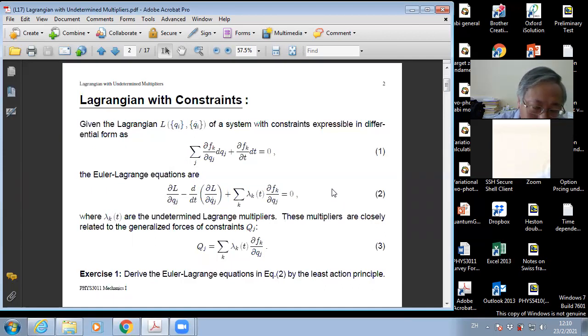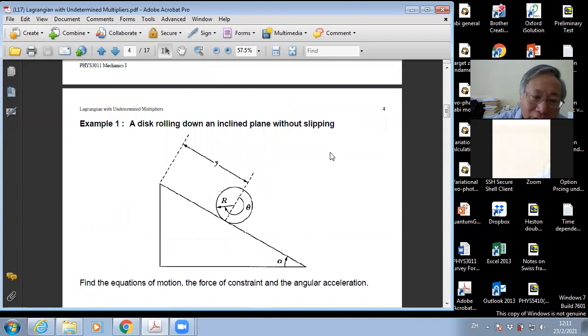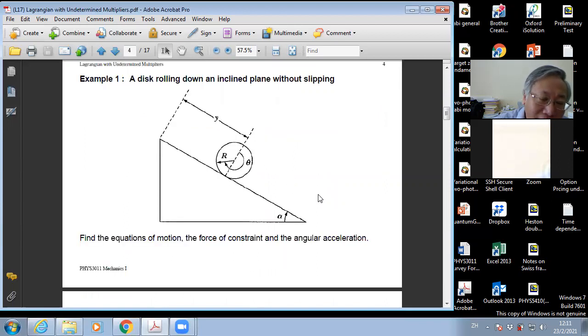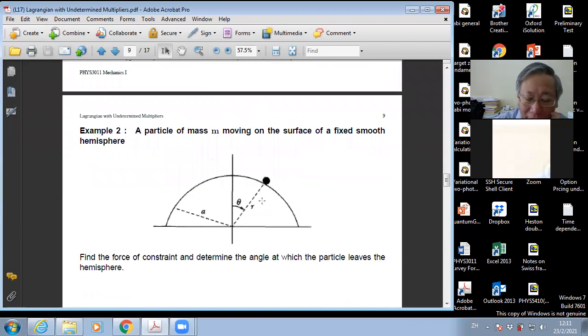The constraint condition is given in the problem. So like this, rolling without slipping. We know that y equals r theta, and it is customary to define the function f equal to r y minus r theta equals 0. Same for the second example. We know that r will never change. r must be equal to a. So the constraint function f will be r minus a, f equals r minus a equals 0.